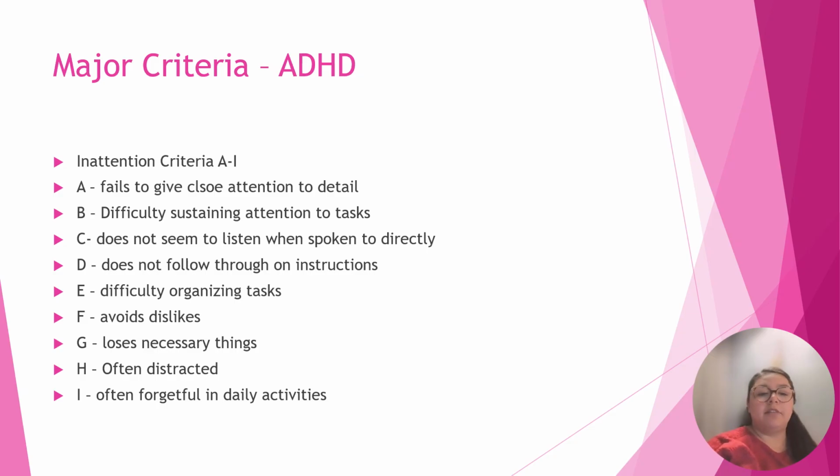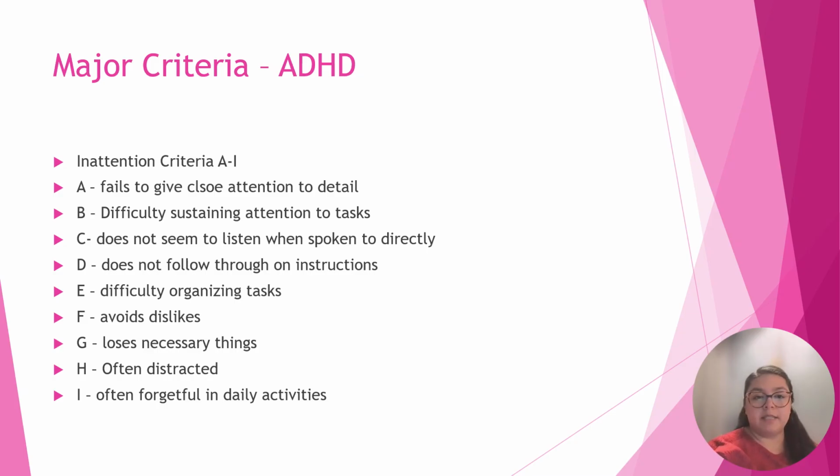Criteria A for inattention, fails to give close attention to detail. This may look like careless mistakes, missing details, work is inaccurate. Criteria B, difficulty sustaining attention to tasks. They often have difficulty remaining focused during a lecture, conversation, or lengthy reading. Criteria C, does not seem to listen when spoken to directly. The person may seem elsewhere, daydreaming, absent, with obvious distraction.